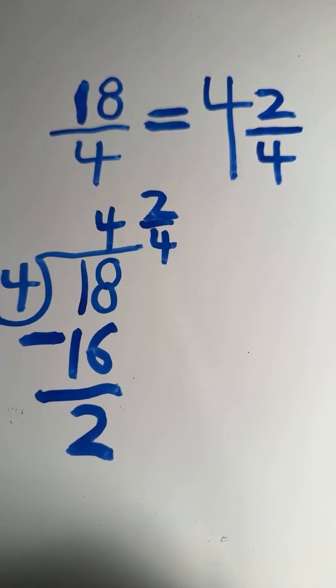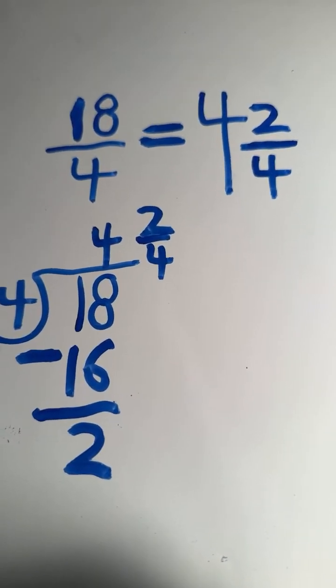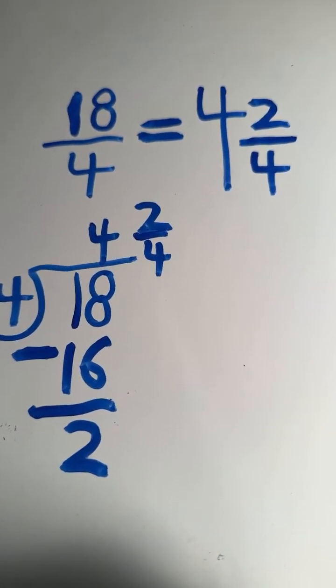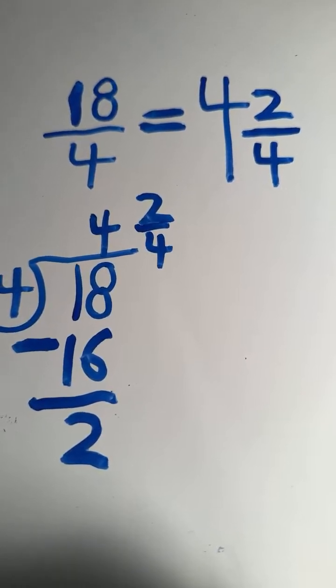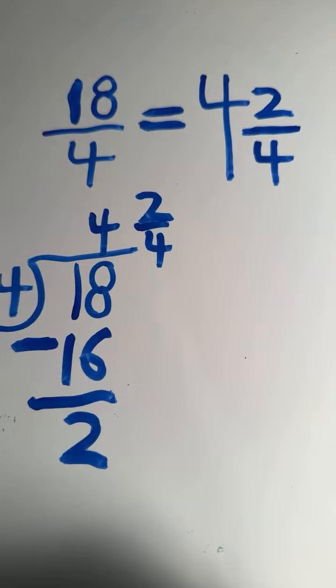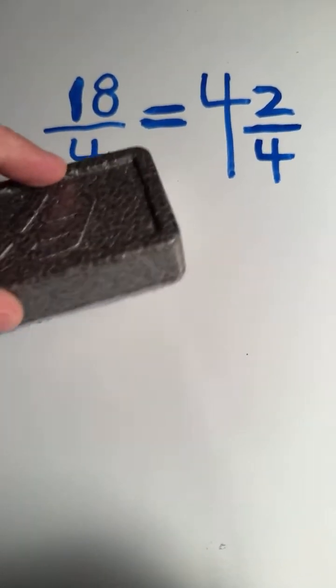Now I know that 2/4 is not in lowest terms, but we'll save reducing fractions to lowest terms for another video. For this video, 18/4 is equal to 4 2/4. That's not the answer in lowest terms, but that'll be the final answer for this video.